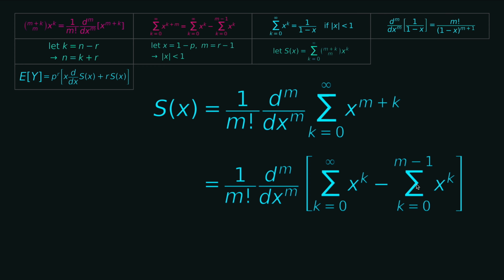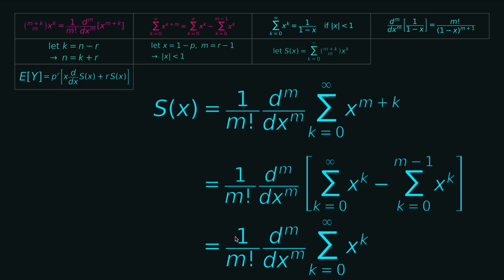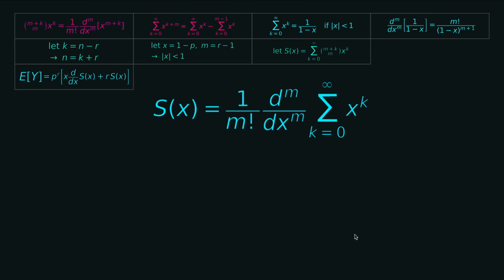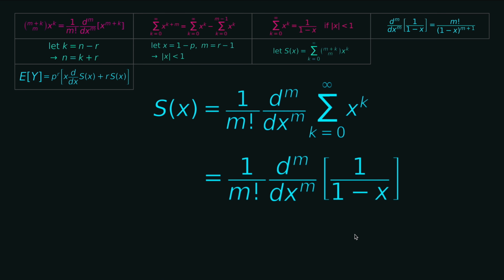Now the nice thing is, this is an m minus first degree polynomial. If you take the mth derivative of an m minus first degree polynomial, it must be 0. So that's going to go away. We're just left with this stuff times the geometric series. Now we can use our third result, which is the geometric series is just equal to 1 over 1 minus x. And we already said earlier that since x is 1 minus p and p is a probability, this condition is satisfied.